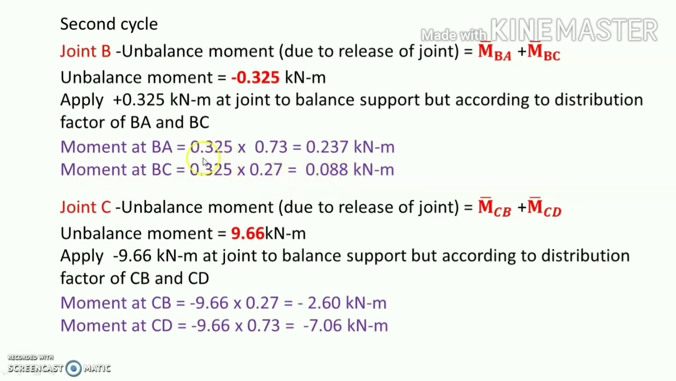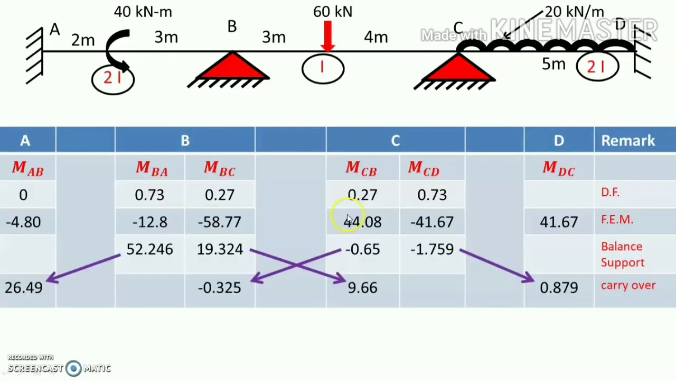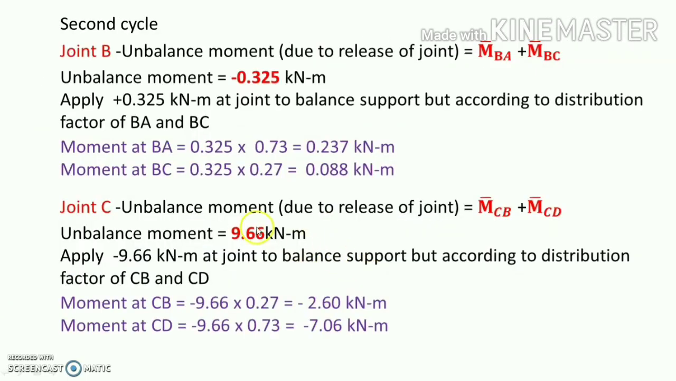In the same way at joint C, this is the unbalanced moment that we have seen previously. This is the unbalanced moment 9.66. So here 9.66 is the unbalanced moment. So apply here the minus 9.66, but according to the distribution factor of CB and CD. So the moment shared by CB is equal to minus 2.60 and the moment shared by CD is equal to minus 7.06. How is it? Here is the balancing moment into the distribution factor.